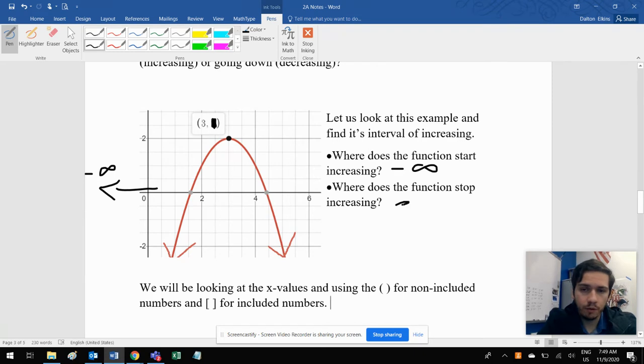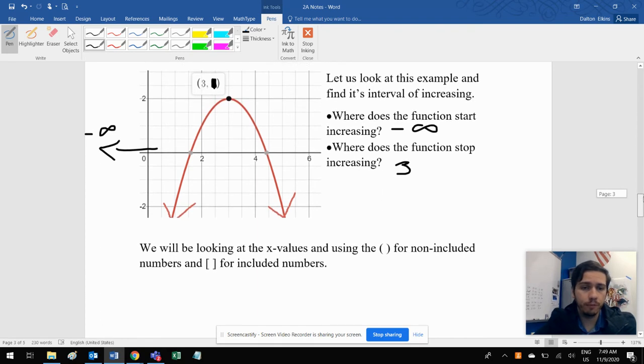So we're going to say it stops at 3. We're looking at the x values. The x value is the one that we have control over. Now, you may remember with domain and range, we used parentheses and brackets. The reason we use a parenthesis is to not include a number, and the reason we use a bracket is to include a number.